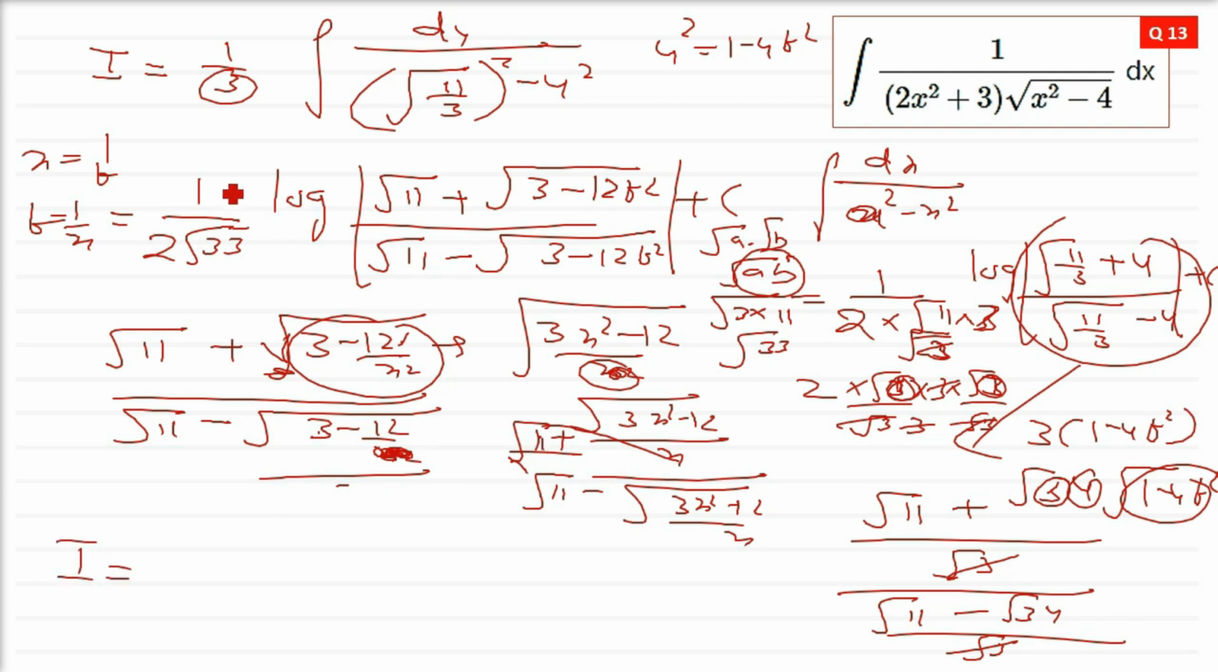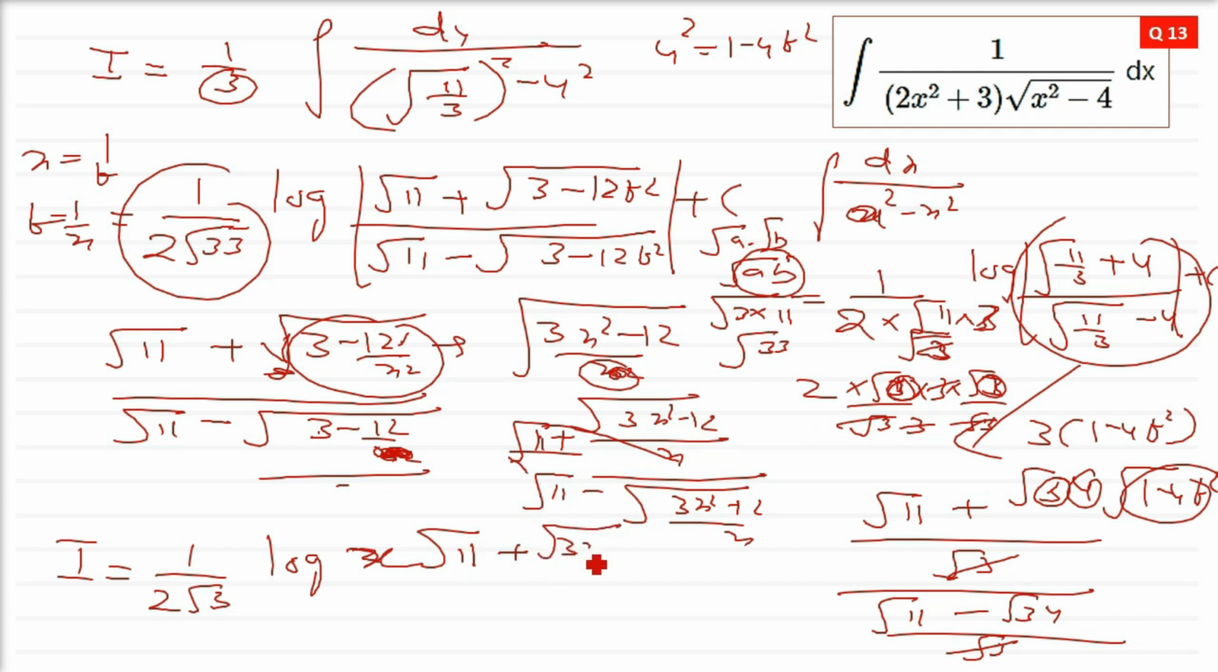So I'm writing the final answer now. 1 by twice of √33 is already there, so let me write √33. It's not root 3, it's √33. Please remember, there is a slight change here. Log of (x√11 plus √(3x² − 12)) will come. Same thing you have to write with a negative sign in between. And the preceding coefficient is 1 by 2√33, not 2√3.